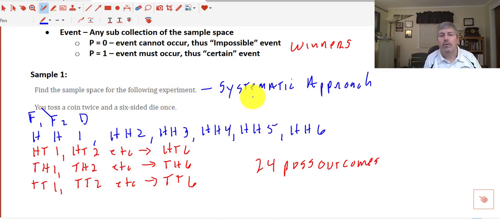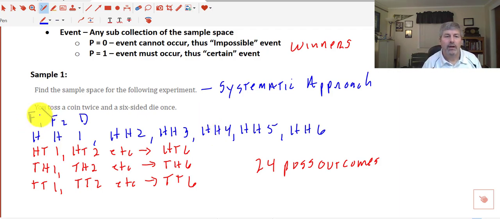So we're going to want to take a systematic approach to this. You toss a coin twice and a 6-sided die once. So I toss my coin, but I toss it twice. It's going to come up either heads or tails. And then I roll my die, and I can roll a 1 through a 6.